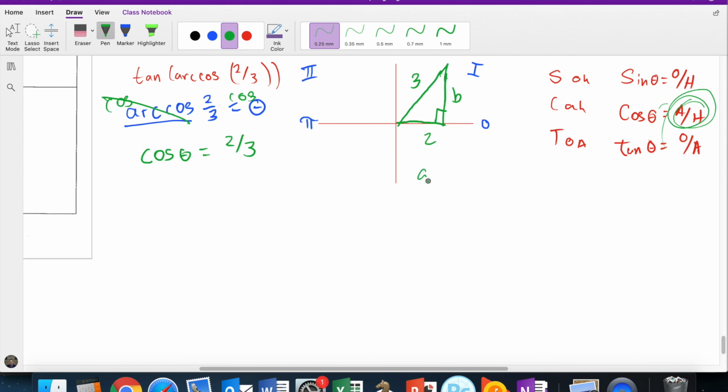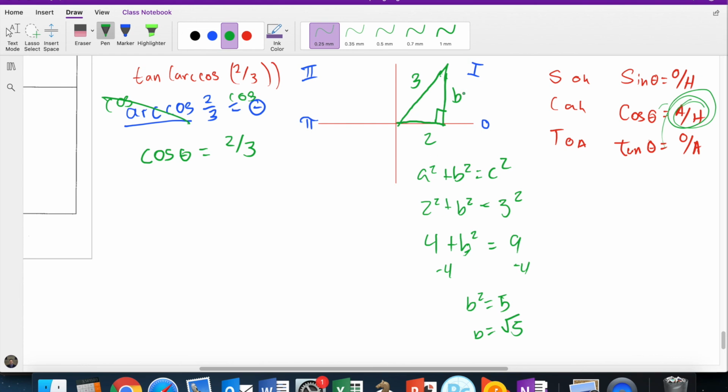Pythagorean Theorem. So a squared plus b squared is equal to c squared. I go ahead and substitute the a and the c for the values. So we have 2 squared plus b squared is equal to 3 squared. So I'm going to have 4 plus b squared is equal to 9. Subtract 4 from both sides. I get b squared is equal to 5. So b is equal to the square root of 5.